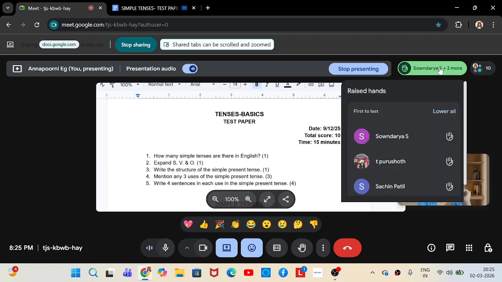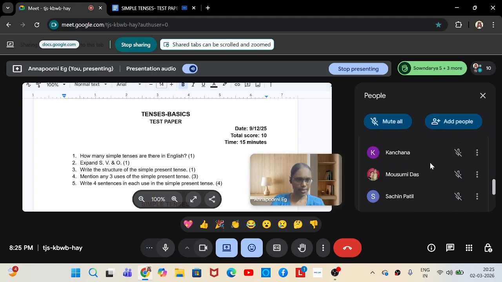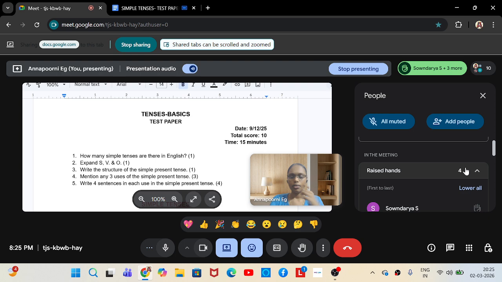Next question is for Sai Prasad. Followed by Palak. We will go in the order. Soundarya first. 12 tenses. Look at the question carefully. How many simple tenses are there in English? 3. Okay. What are they? Present simple tense, present continuous tense, and present perfect continuous tense. Again, I'm asking you to read the question carefully. How many simple tenses are there in English?